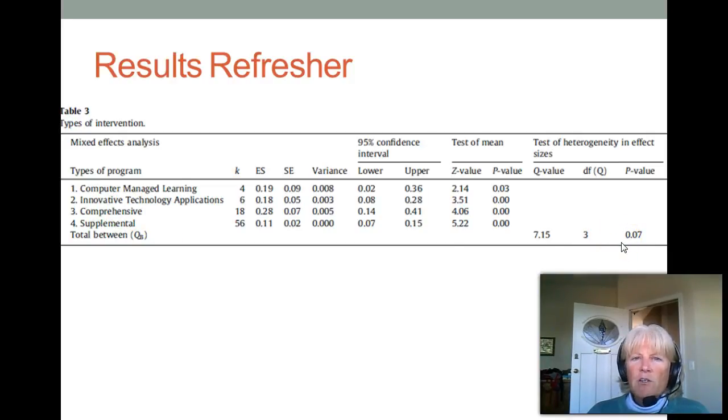So hopefully that gives you a little bit more information to go on as you read the article and complete the activities for the week.